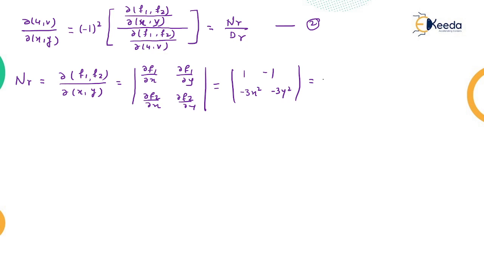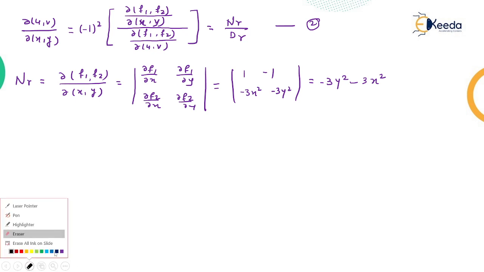After simplifying, we get 3y² minus 3y², and then minus and minus gives plus, and again 3x². Simplifying, after cross multiplication we get minus 3y² minus 3x². This is the value of that Jacobian.